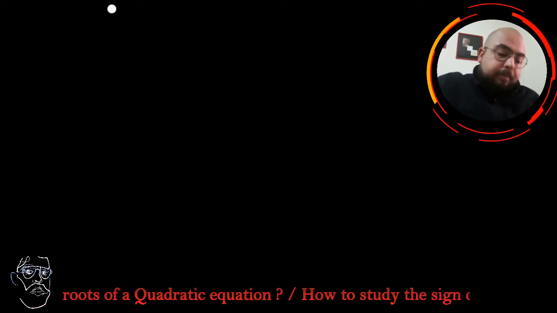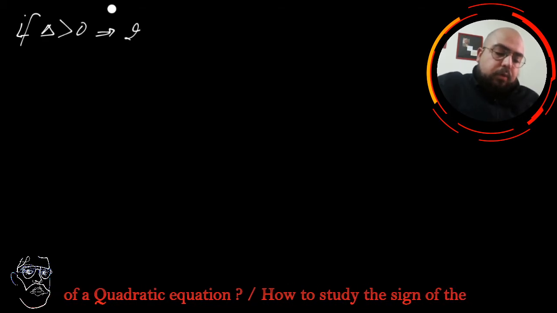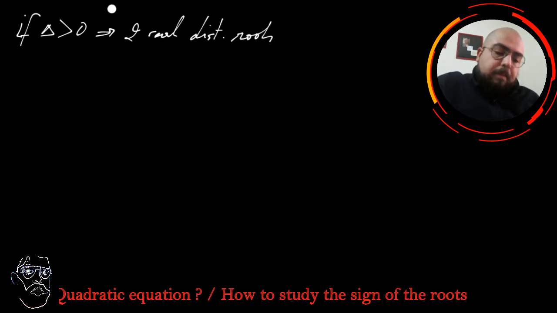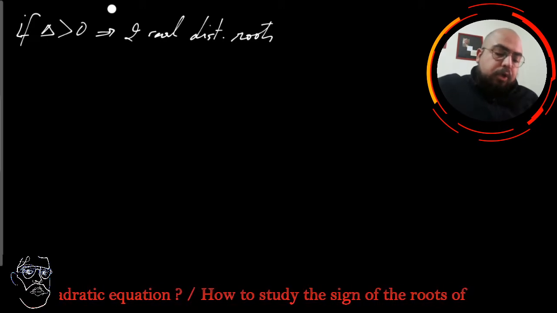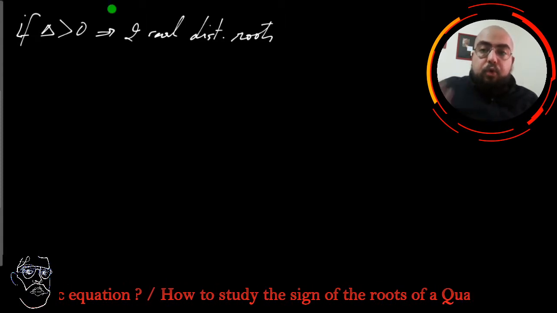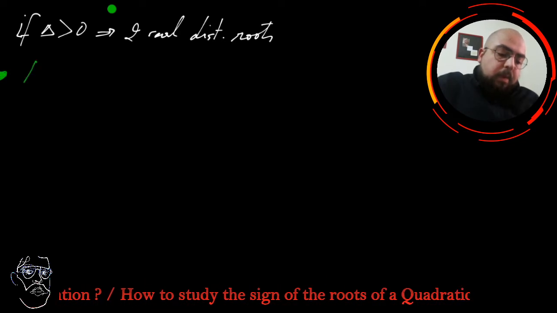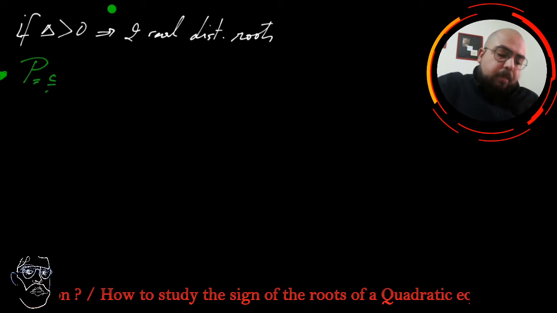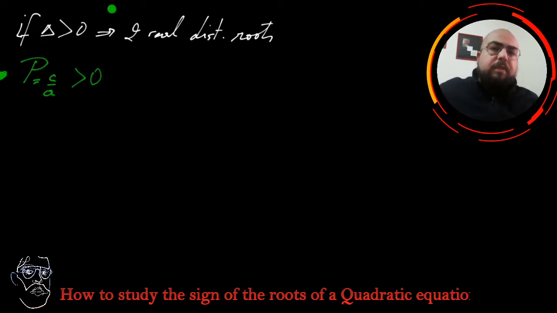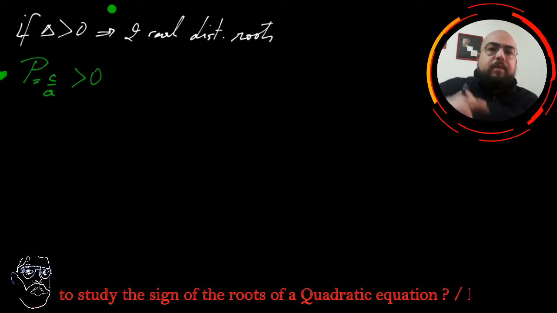So if delta is positive, I have two real distinct roots. All right. Now, in order to check the sign of my roots, I should first discuss the sign of P. P is actually equal to c over a. Now, the first case, when P is positive. P is positive, it means that the two roots are of the same sign. Positive times positive, or negative times negative.